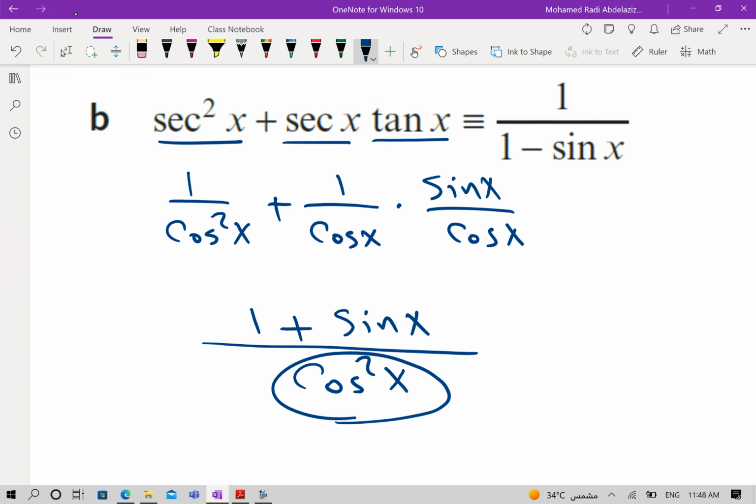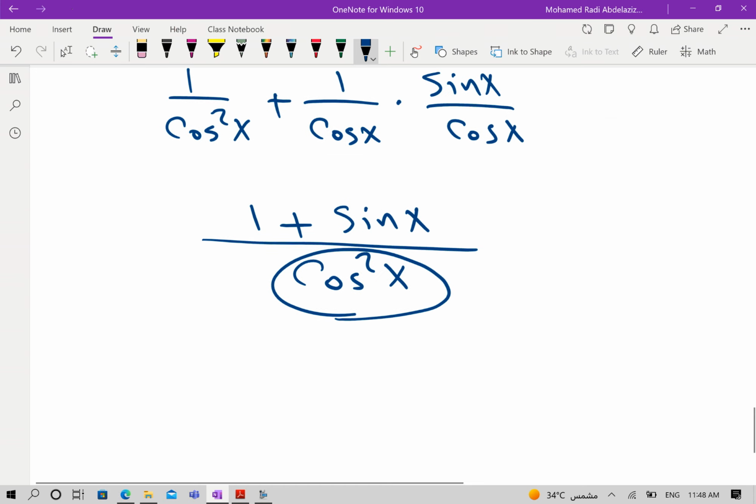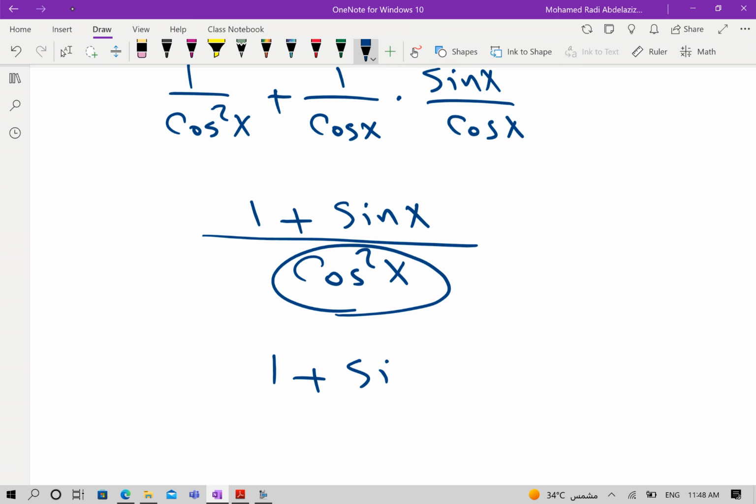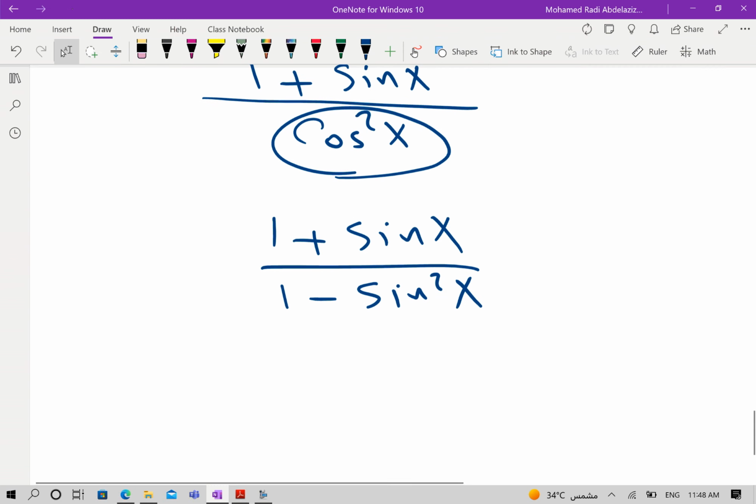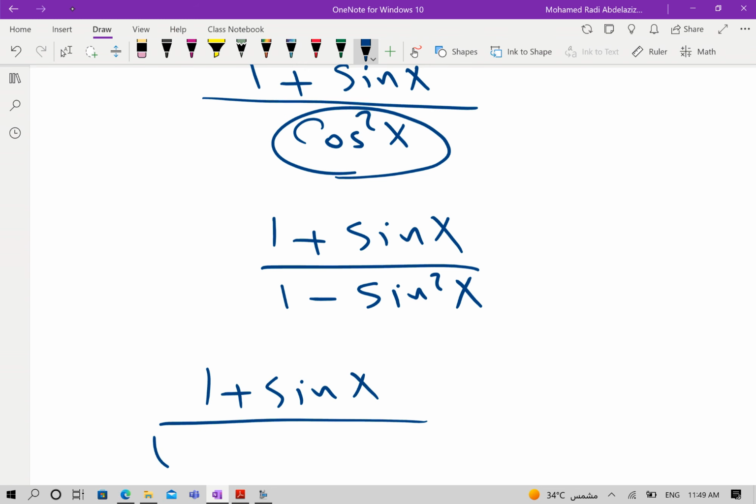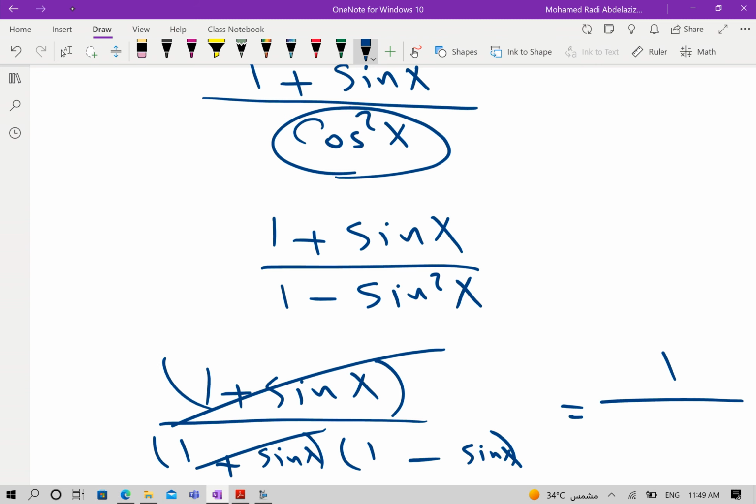First, cosine squared is 1 minus sine squared, right? Factorize it as a difference between two squares. It will be 1 plus sine x divided by the difference between two squares, 1 times 1 sine x, 1 positive, 1 negative, remove. So the answer is 1 over 1 minus sine x.